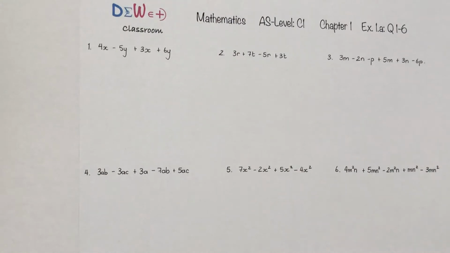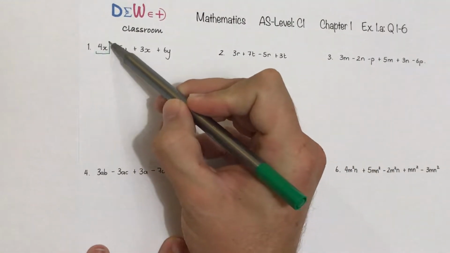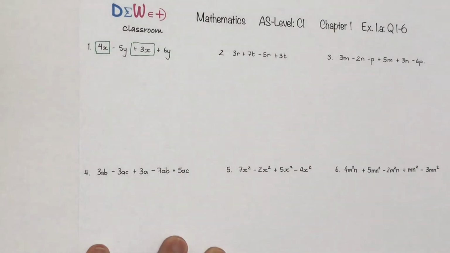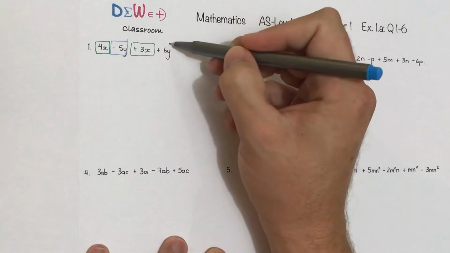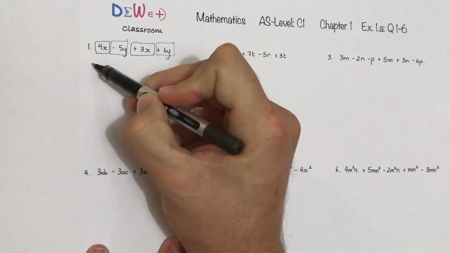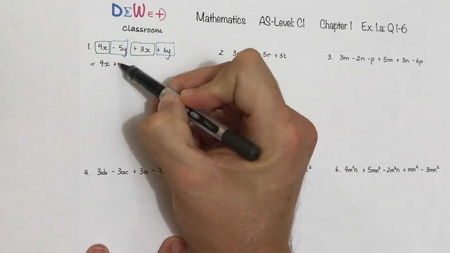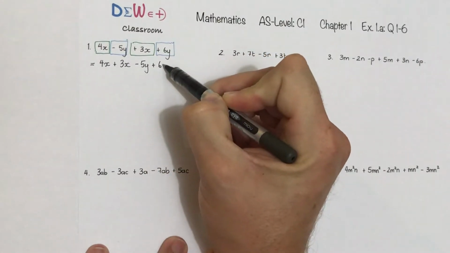So where do we start? You have to identify the like terms. If we take a look at exercise number 1, we have 4x and plus 3x as the one type of term. On the other side, we have our minus 5y and our plus 6y. Now, according to the textbook, you are supposed to write like terms next to each other. So you will have 4x plus 3x minus 5y plus 6y.